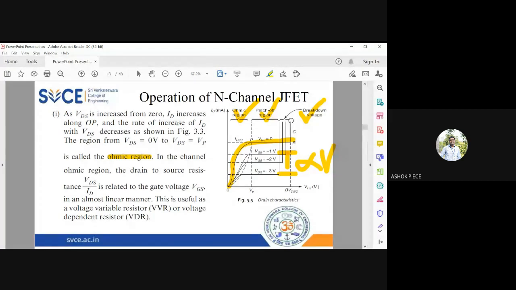And after that, if you still increase your voltage, breakdown will happen and enormous current will be flowing through my device. Okay, so you can see in the ohmic region, the resistance is given by R equal to V by I. V is going to be VDS, I is going to be the drain current ID. So in this region, if you bias your JFET, you can use the device as a voltage variable resistor or voltage dependent resistor, because you can see the resistance depends on voltage VDS. So in the ohmic region, R depends on V.